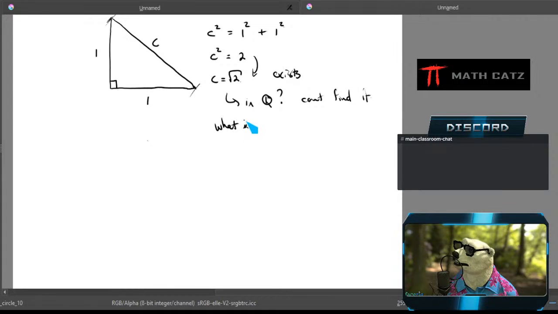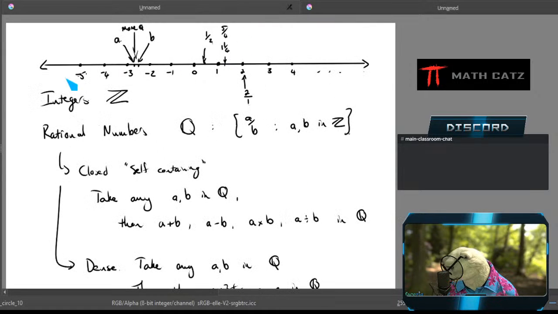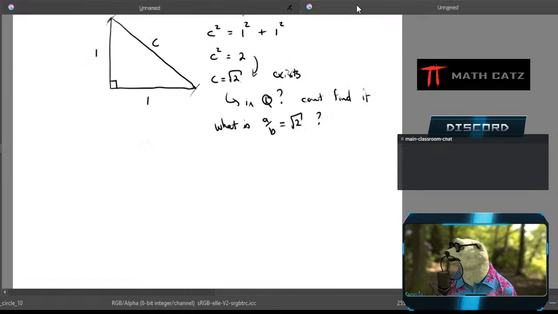What is A over B? What is the numerator? What is the denominator? So that it equals the square root of 2. Can't find it. But they religiously believe that everything is on this number line, yet they can't find this one.